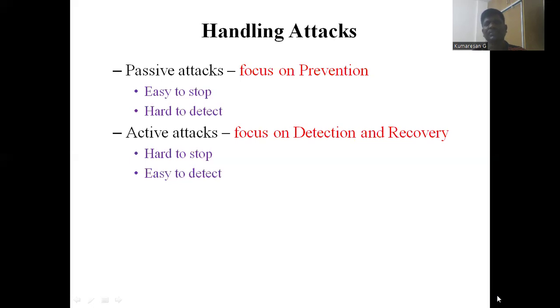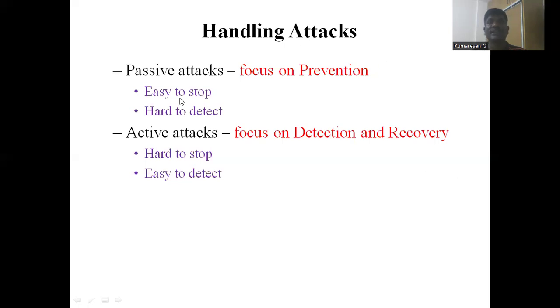And what about active attacks? Someone has modified your original content and finally sent it to the receiver side. It is hard to stop, but there is one solution: we may detect the person. Someone has modified the particular original content, and we understood that. So that is the good thing. Whenever we identify it, we may change our tactics.